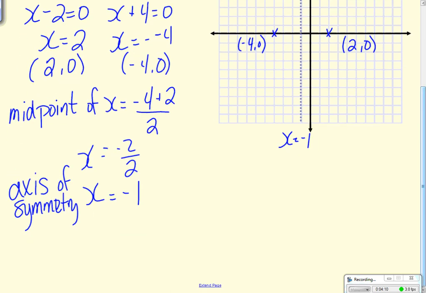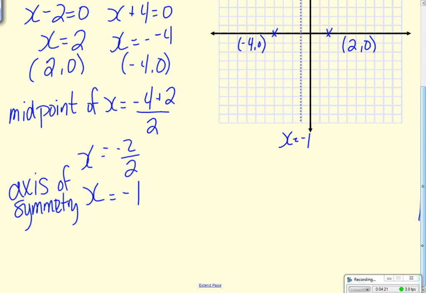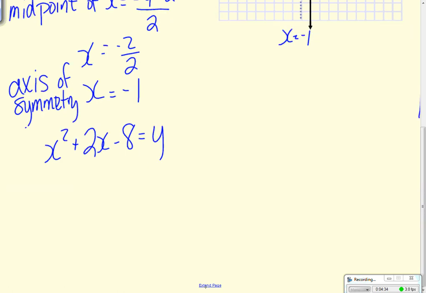Now, to find my turning point, all I need to do is put negative 1 back into my equation. So my equation was, just to remind us, x squared plus 2x minus 8 equals y. And I'm going to substitute that negative 1 in.